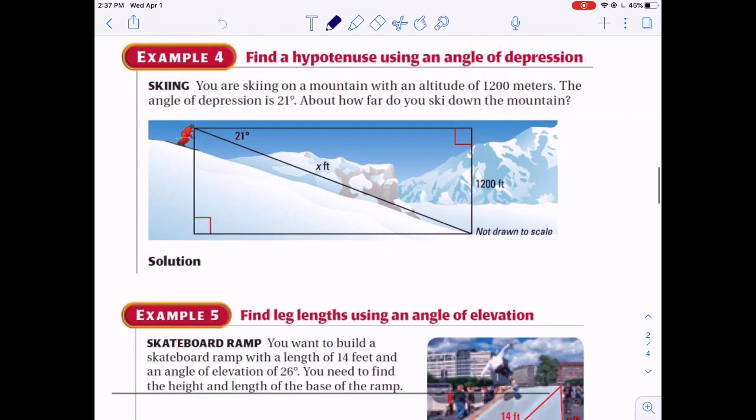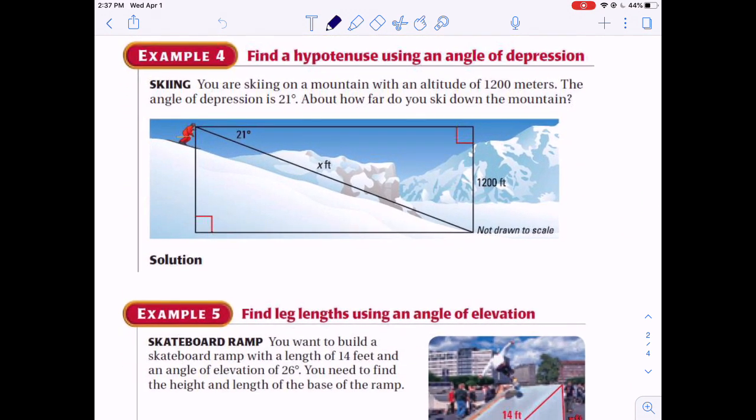Example 4 says find the hypotenuse using an angle of depression. So it's like a skier going down a hill, and as he's looking down at 21 degrees toward the bottom of the hill, we want to know how far the distance is that he's going to travel on the snow. And he's dropping in elevation. As you can see on the right here, he's dropping an elevation of 1,200 feet. So we want to know how far he's going in this distance. Okay, so we're going to use one of our functions here.